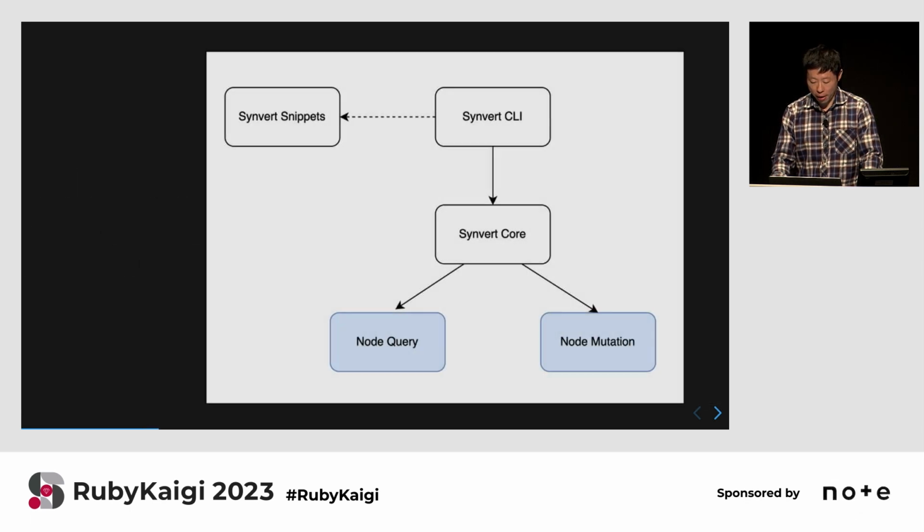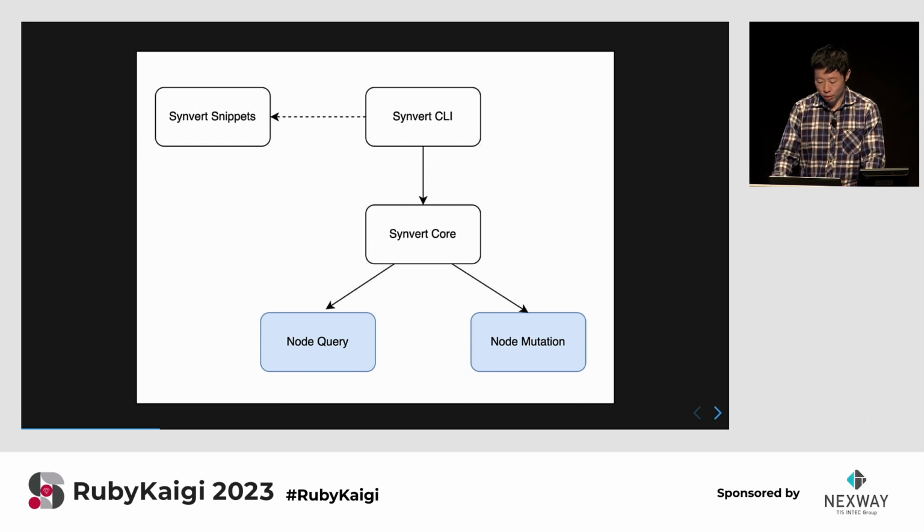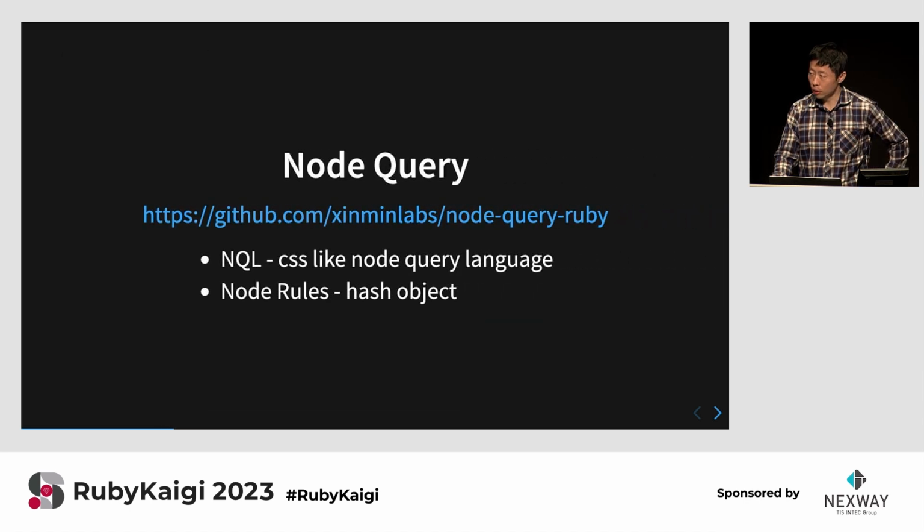based on the AST. To begin, I extracted two gems from Synvert core, node_query and node_mutation. These two gems are designed to provide a specialized focus on querying and mutating code using the AST. So node_query defines NQL and node rules to query nodes. NQL is a CSS-like node query language. It's more expressive and powerful. And the node rules is just a hash object. It's simpler and can be faster.